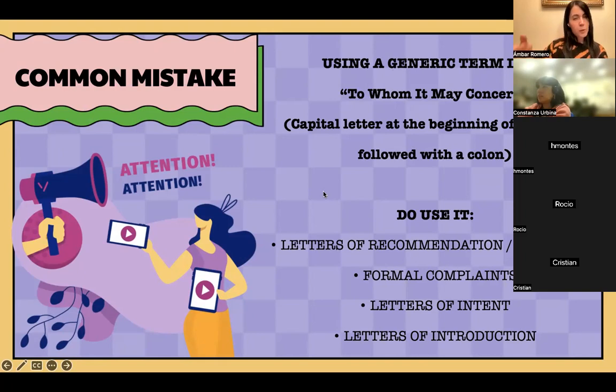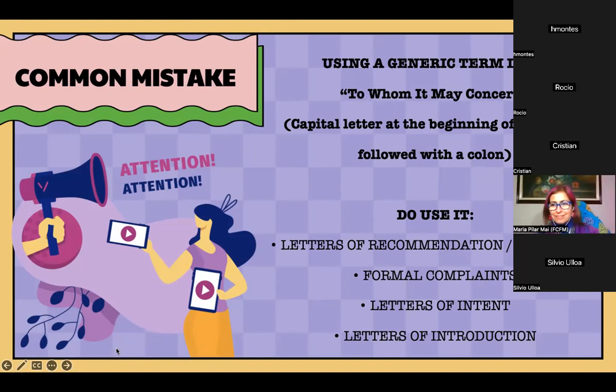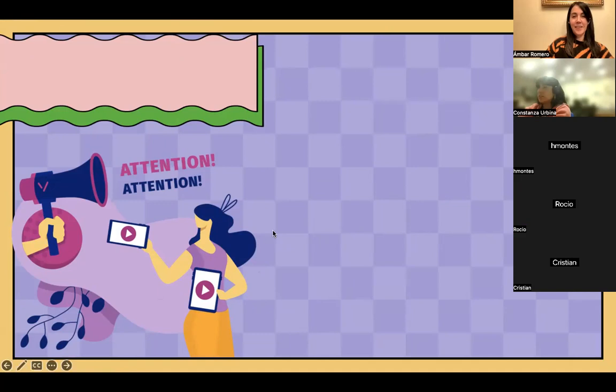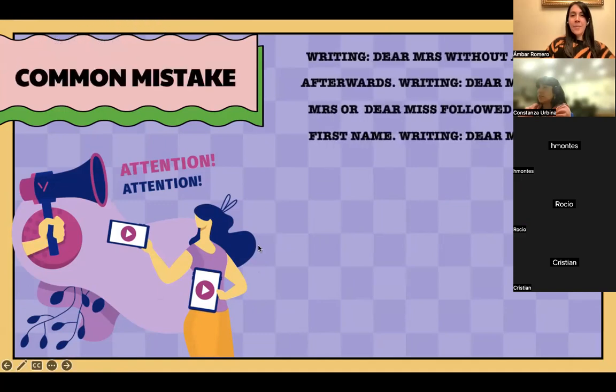Can you see the difference between one context and the other? Yes. Yeah, Cristian, Héctor, Silvio. Yes. Yeah, okay. Maria Pilar, yeah, can you see the change? Okay, very good. Oh, what happened? Another typical mistake. Can you laugh at me? So you're an evil student.